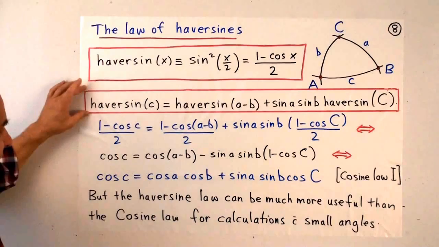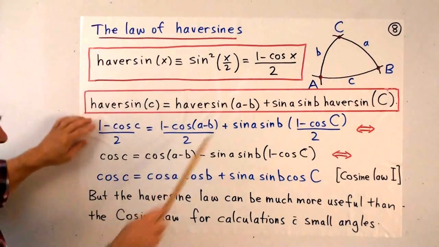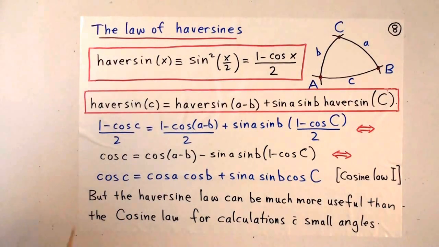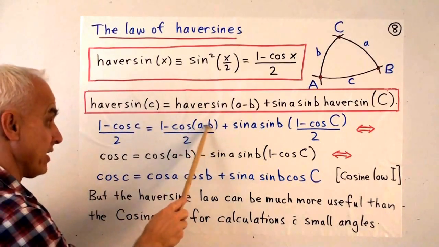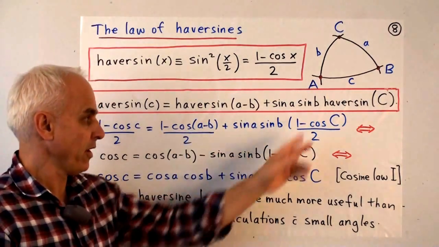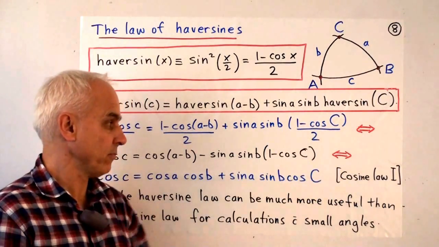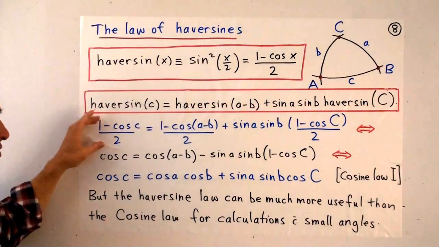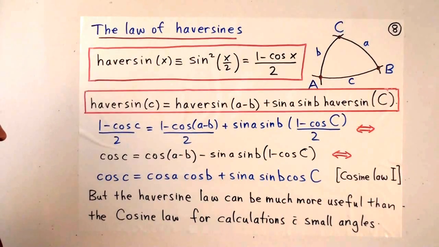So let's have a look at this. What is this actually saying? Haversine of c, well, that's 1 minus cos c over 2. Haversine of a minus b, that's 1 minus cos of a minus b over 2. Sine a, sine b are familiar. Haversine of capital C means 1 minus cos capital C over 2. So I'm just rewriting the law of Haversines in terms of the more familiar circular functions.